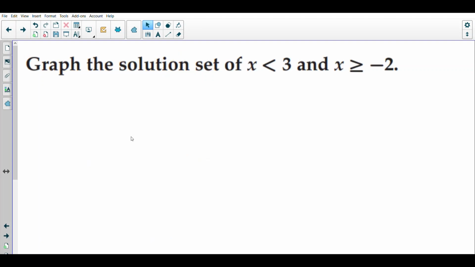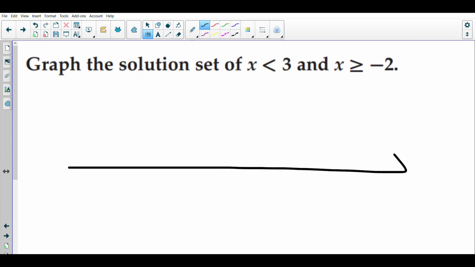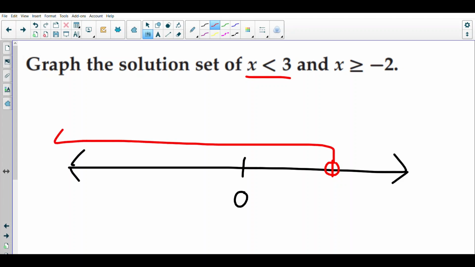Okay, so let's just graph. Now, to graph these, all we have to do is graph them separately. This is an and, so as long as I graph both, I'm going to graph the first one in red. Remember, you always got your arbitrary 0. So here's 0. Now we got 3. It's an open circle because there's no equal sign, and I follow the arrow because it's on the left. So that's just the red one.